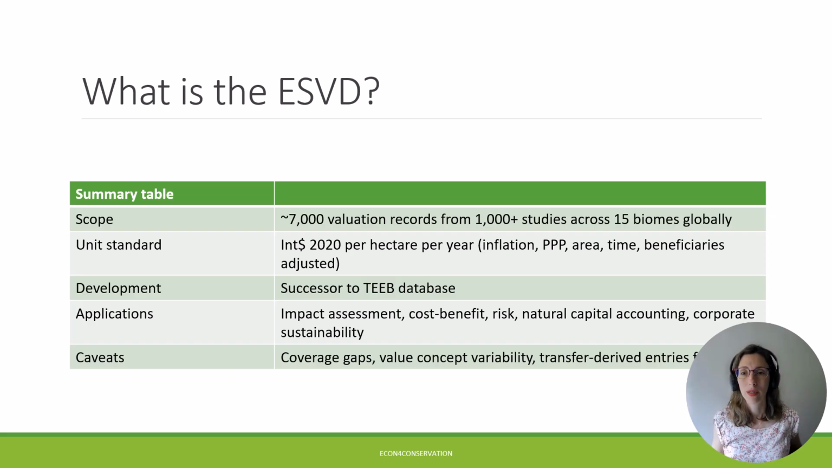This is an incredibly powerful tool, but it's important to be aware of its limitations as well. So, geographic coverage is uneven. For example, some regions in Africa and Asia are underrepresented. The quality of valuation studies varies, so it's important to screen carefully. Some records are derived from benefit transfer themselves. Those are flagged and shouldn't be used for another transfer. Still, ESVD is the most comprehensive and standardized resource we have today for economic valuation of ecosystem services.